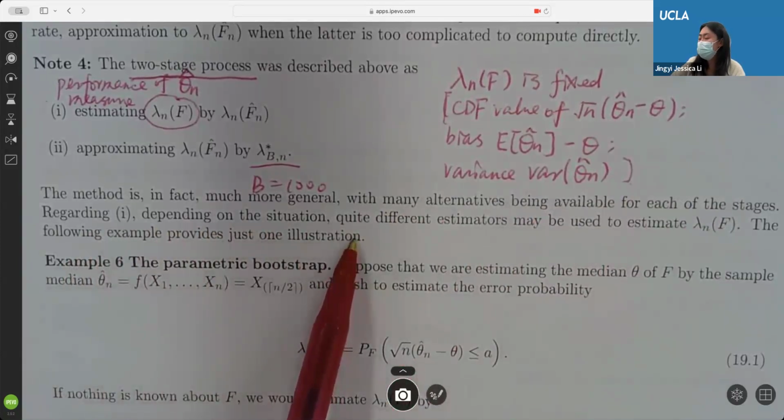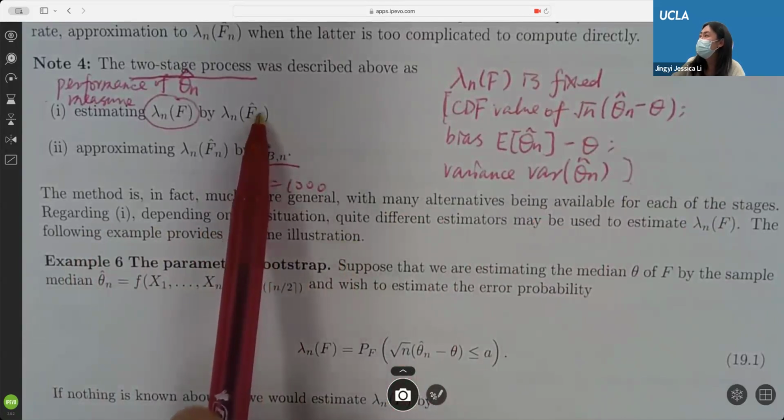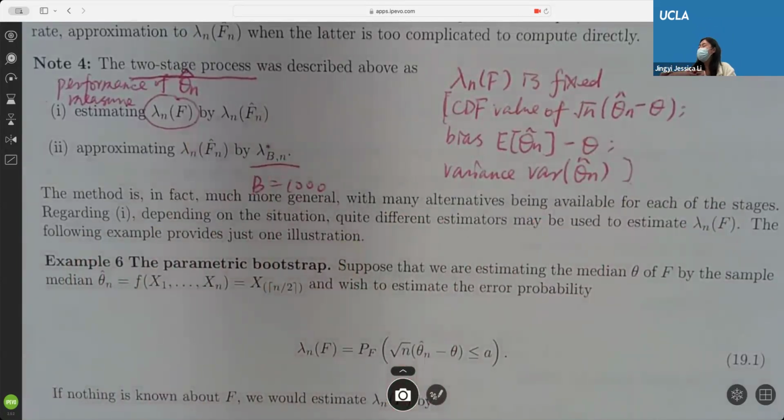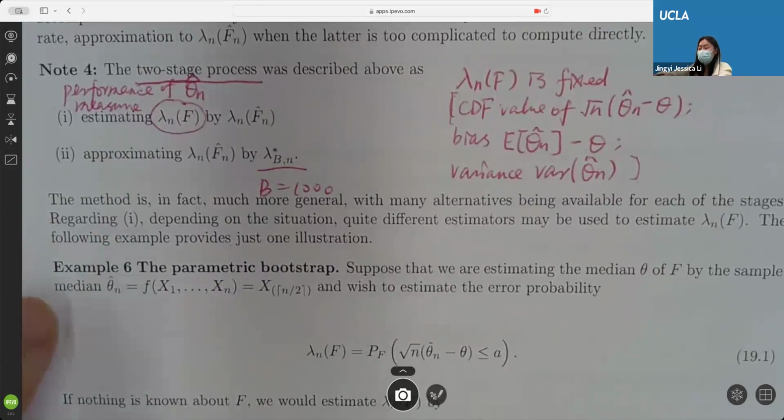So the key thing is, how do you obtain this F hat? Using the empirical CDF, we are using a so-called non-parametric estimator of F, because we're just using the empirical CDF without making any assumptions. But what if you have some knowledge or confidence about the distribution F? For example, if you think it's reasonable to assume a Gaussian distribution, then why can't we just use our estimated Gaussian distribution as F hat instead of the empirical CDF? This is what we call the parametric bootstrap.